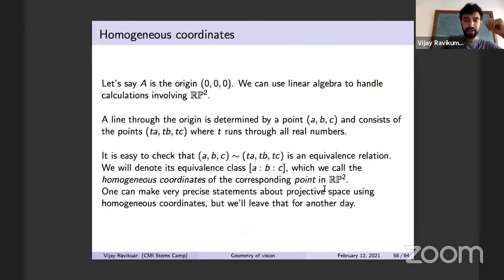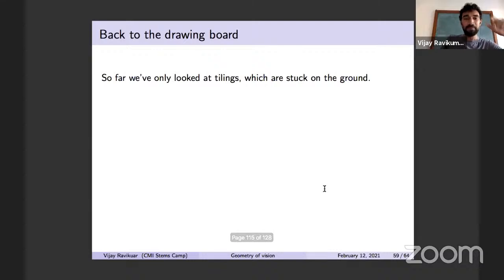And yeah, I think we'll get into that. If we did another lecture on this, we could talk about that more. But right now, just to go back to some of the original questions we asked. We've been looking at tilings so far, which are stuck to the ground.